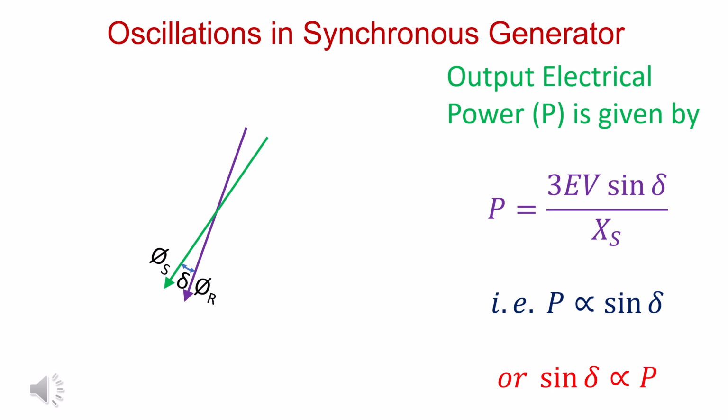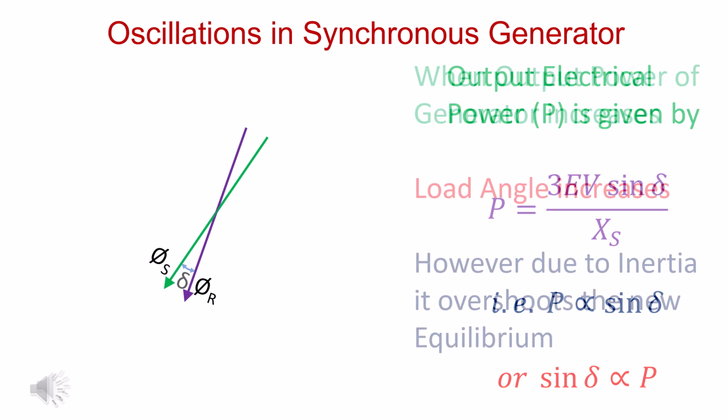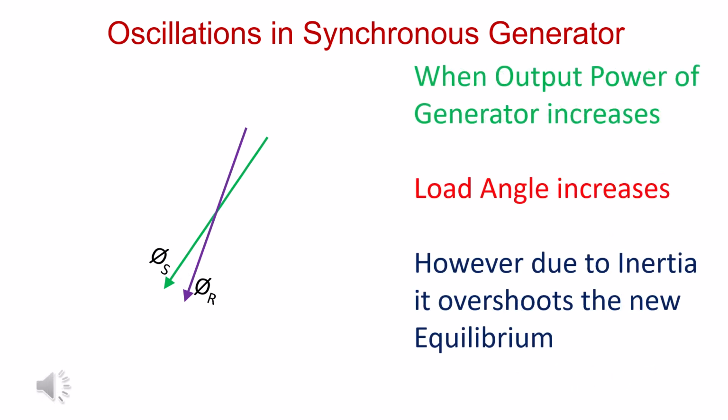Output electrical power P is given by P is equal to 3 EV sine delta by XS. That is, P is proportional to sine delta, or sin delta is proportional to P. When output power of generator increases, load angle increases. However, due to inertia, it overshoots the new equilibrium.